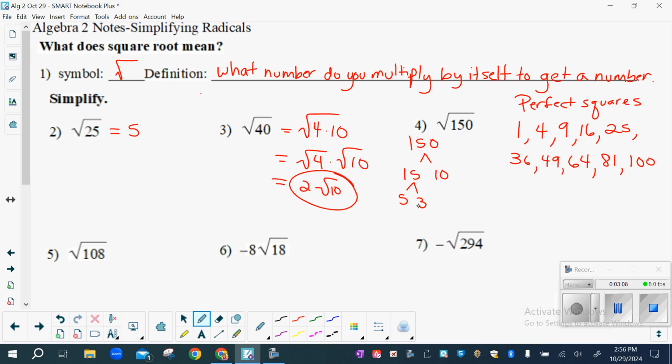So what goes into 10? 2 and 5. So this would be the same as the square root of 2 times 3 times 5 times 5. Okay, and so are there any pairs inside there? There are 5s. So you have a pair of 5s. Well, 5 times 5 is 25, right? What's the square root of 25? 5. So on the front we put 5, and on the inside it's 2 times 3 or 6. Again, I don't care what method you use. Use whichever one you want.